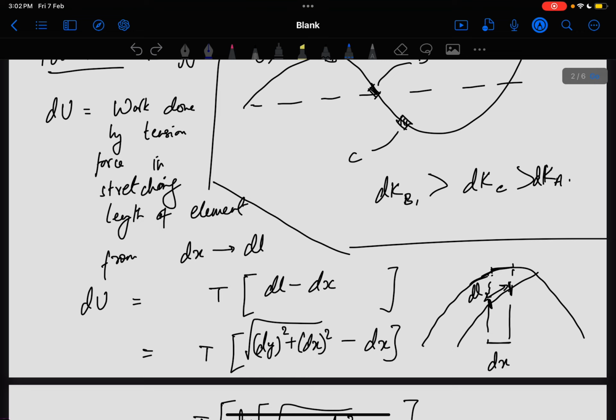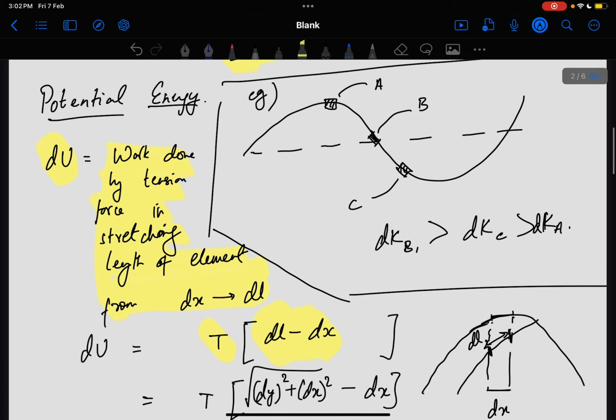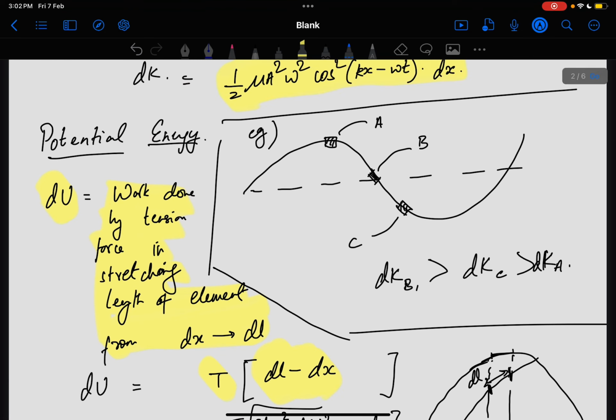So the work done by the tension force in stretching the length of the element from dx to dl is nothing but equal to dU, the potential energy which is stored. How much is that? It is nothing but the force of tension multiplied by the extension, which is dl minus dx. Earlier it was dx, now it has become dl, it has extended.